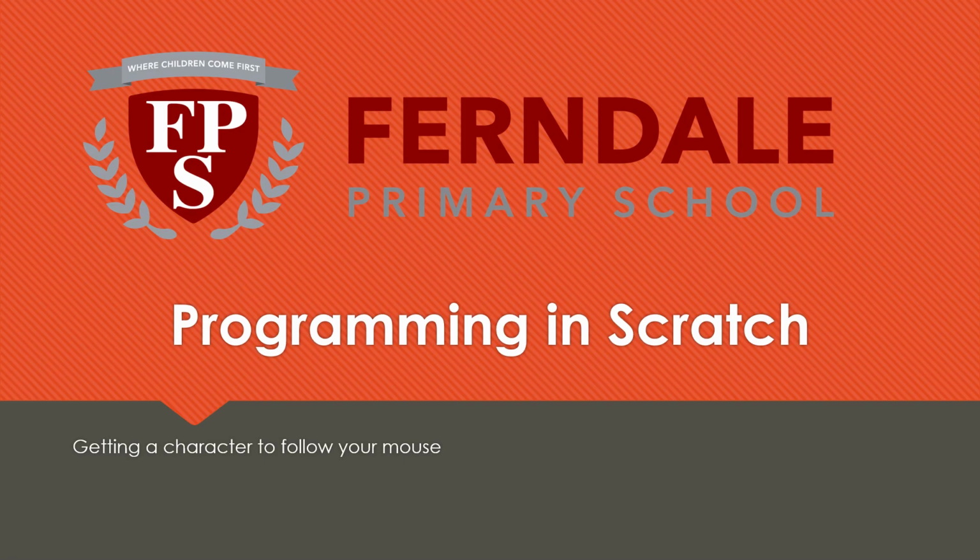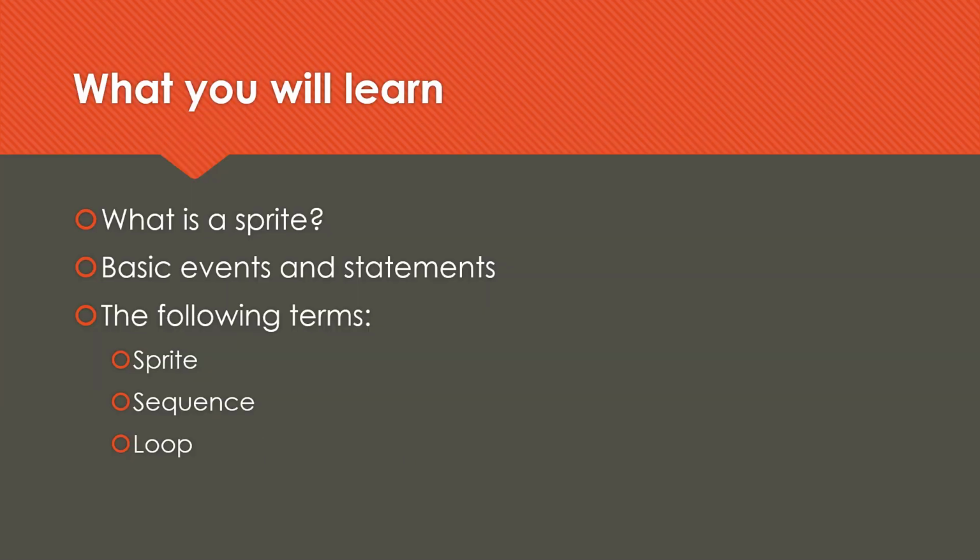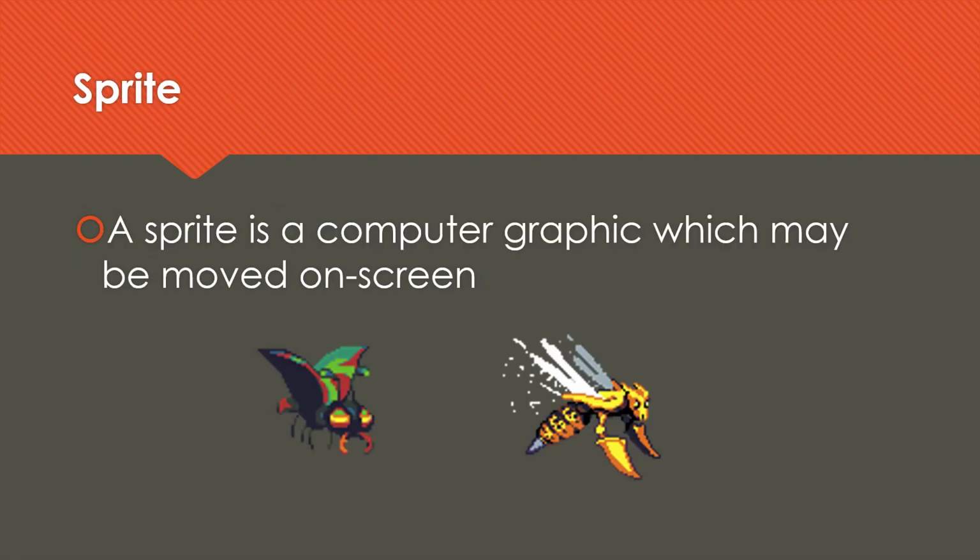So today we're going to be programming in Scratch. We're going to be getting a character to follow your mouse. This is what hopefully you're going to learn by the end of this. You're going to know what a sprite is. You're going to be able to do some basic events and statements in Scratch. And you're going to be able to understand and explain maybe what a sprite is, what sequence means, and what a loop does and what function it can have.